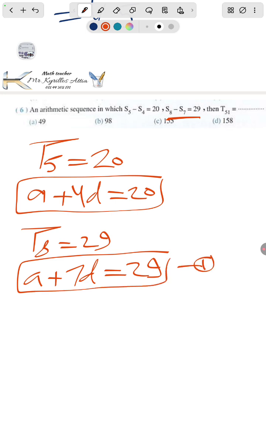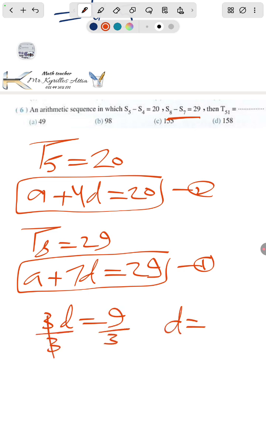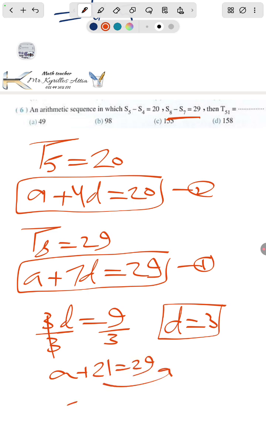From 1 and 2 by subtracting, A minus A equals 0, 7D minus 4D is 3D, and 29 minus 20 equals 9. Dividing by 3 and by 3, D equals 3. By substituting in 1, A plus 4 times 3 equals 20, so A plus 12 equals 20. Move 12 to the other side, so A equals 8. So A equals 8 and D equals 3.